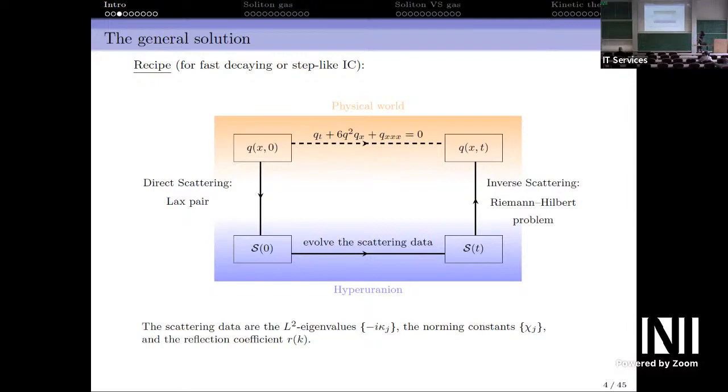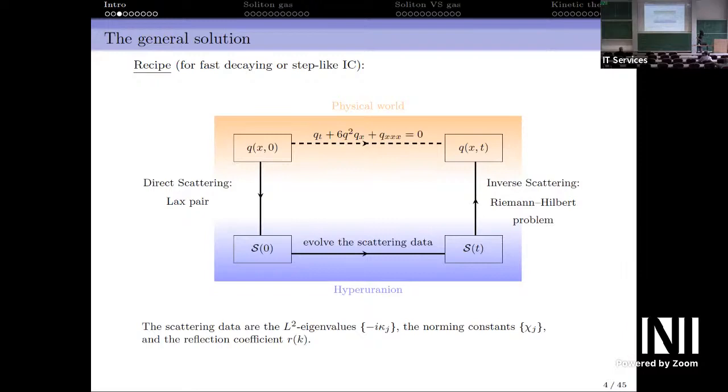Then we evolve them, and then, as Gera was saying, they evolve in a very explicit and linear fashion. So we find the scattering data at a later time, and then we get back using the inverse scattering techniques, and we're focusing on Riemann-Hilbert problems. So we're not using the other equation, the Gelfand-Levitan-Marchenko equation. We're just using the Riemann-Hilbert problem technique and solving it, or at least trying to solve it. So this is the general recipe.